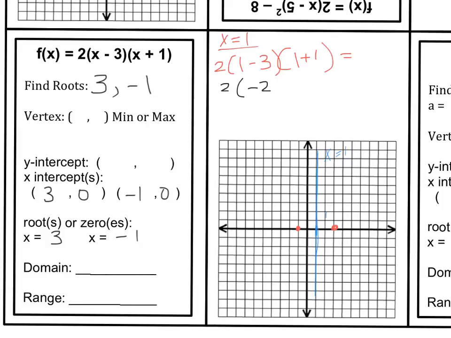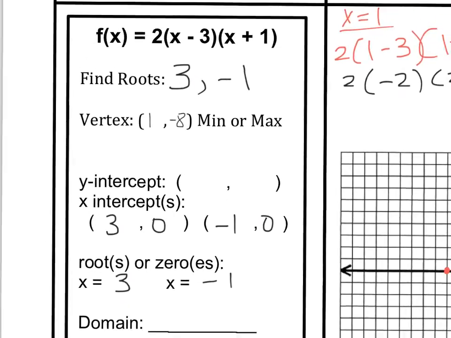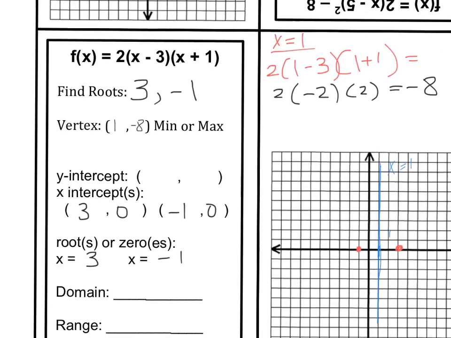Two, negative 2, and then 2. In this case, the y of the vertex is a negative 8. So I knew that the x of the vertex is halfway between the x-intercepts. I plugged that number in my equation, and I found that the y of the vertex, the k, is negative 8. Now, before you graph it, let's find if this is a minimum or a maximum.